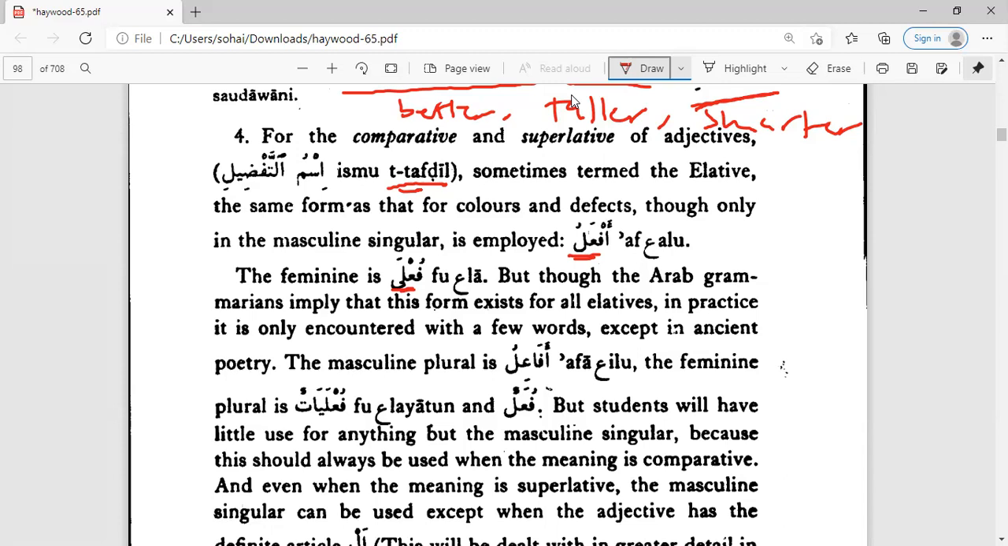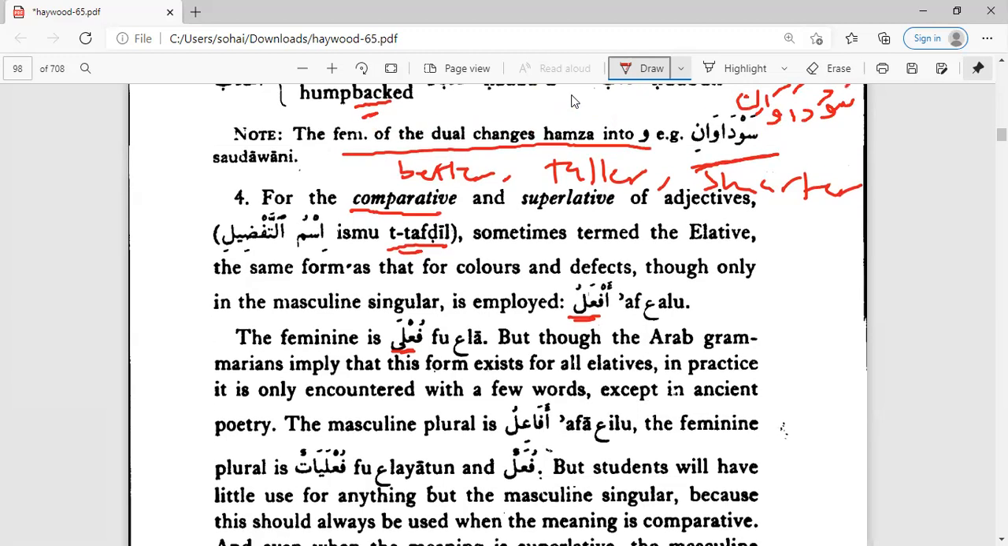Does that make sense? So this is what we call comparative. This scale is used. If you want to say taller, you say atwalu. How do you say tall normally? Tawil, right? So we just say atwalu, taller. We'll cover this in more detail later. And then superlative is when you say he is the best, he is the tallest, he is the smartest. For example, we have Allahu Akbar, right?